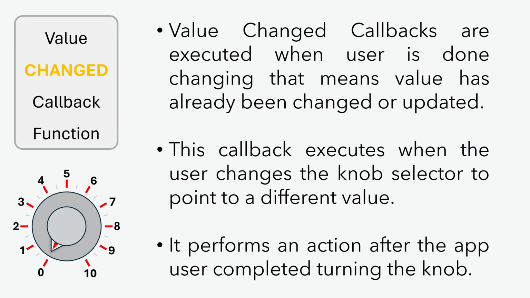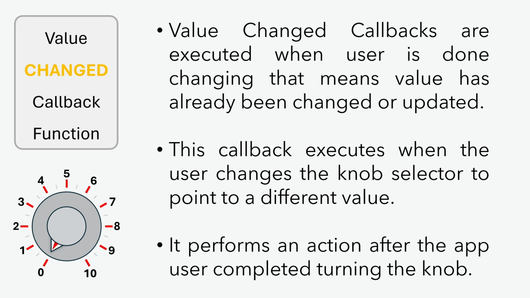First, let's discuss this value changed callback function. Value changed callbacks are executed when the user is done changing. That means the value has already been changed or updated. This will be executed when the user changes the knob selector to point to a different value. So it would perform the action after the app user completed turning the knob.